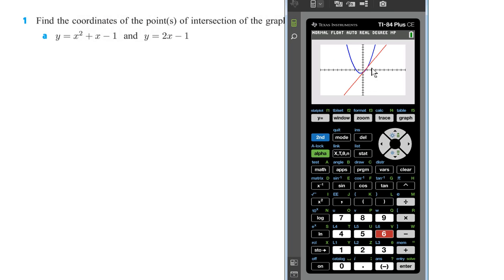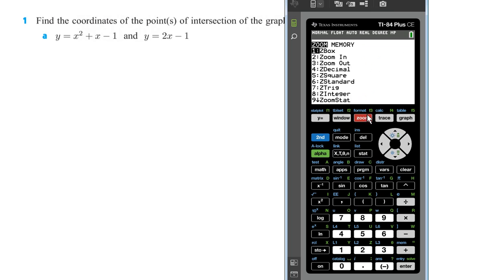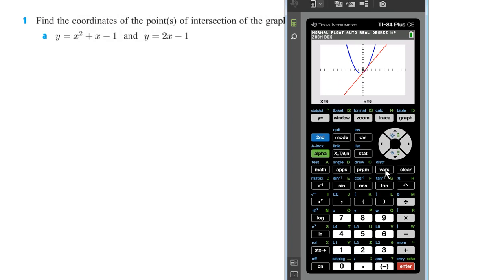So now we've got to find the intersection or intersections. Now, this one's a little tricky to see, so I'm actually going to zoom in on this. The one that I like to use the most is Z box, this zoom box feature. I'll show you how to use it because it's really handy. I want to zoom in on this area right here.